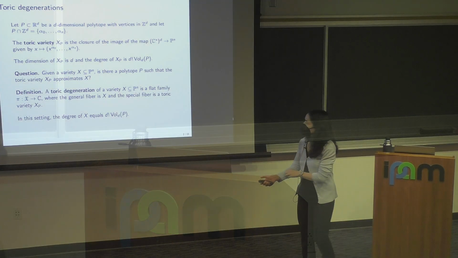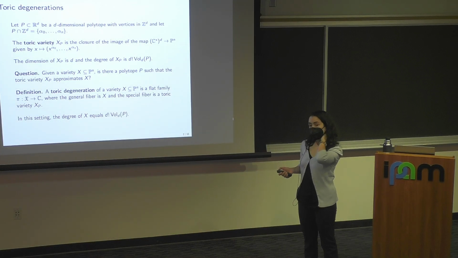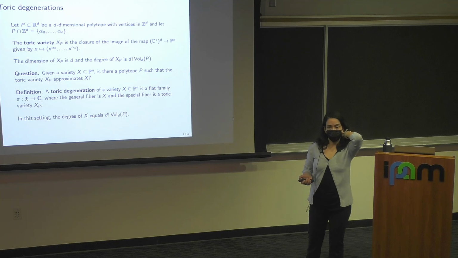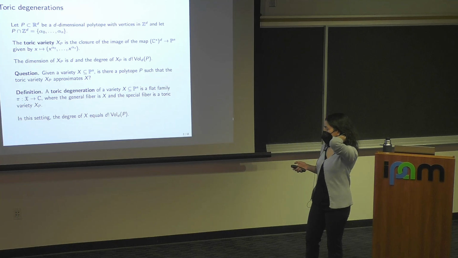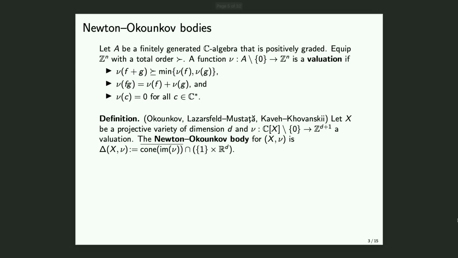Okay, so this is a nice aim. Can you give techniques to construct toric degenerations? This is a big program in algebraic geometry and combinatorial algebraic geometry. So one way to do it is using Newton-Okounkov bodies. And so here, I'll give you the definition.